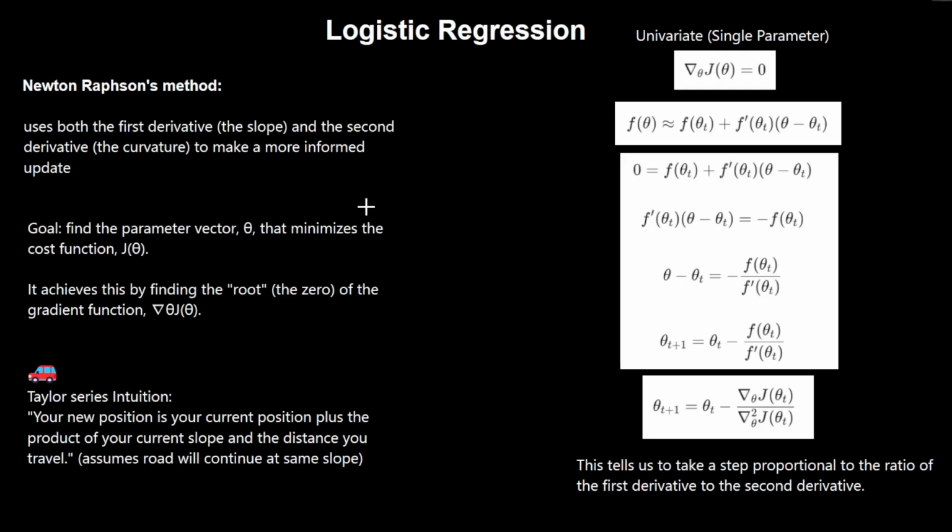So regardless of the method, our goal is to find the parameter vector theta such that it minimizes the cost function J(theta), same thing in gradient descent. In Newton-Raphson's method, we can achieve this by finding the root or the zero of the gradient function, just this one. If we find the roots of this function, we can find the optimal solution.